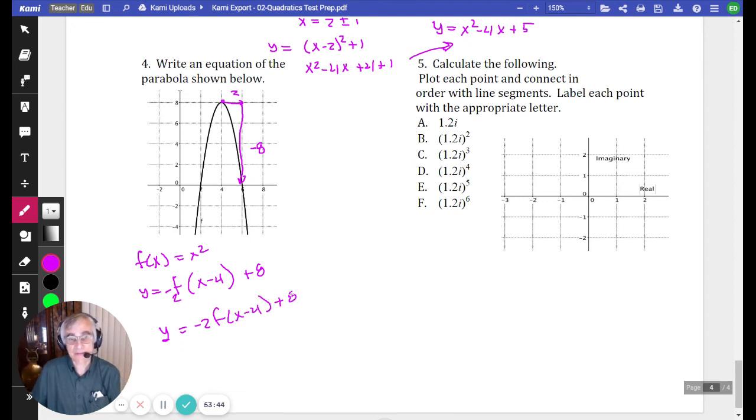So I'm thinking about this as a function transformation, but it didn't say to write this as a function transformation of anything. It says write an equation of the parabola shown below. So let me expand this f business into what it represents. It represents the square of whatever's in the parentheses. So I would say y equals -2 parenthesis x minus 4 squared, because that's what f does. It squares the thing in the parentheses, plus 8. And that's it.